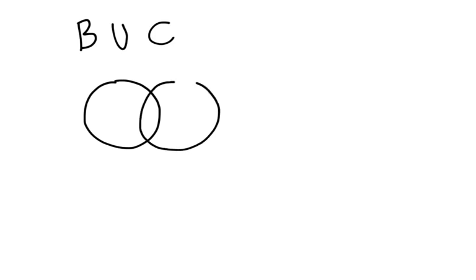Next, let's take a look at set B joined with set C. This is union, so we're joining them together. We're not looking for the overlap this time. I'm just going to join these two sets together. So I've got set A, set B, and set C.